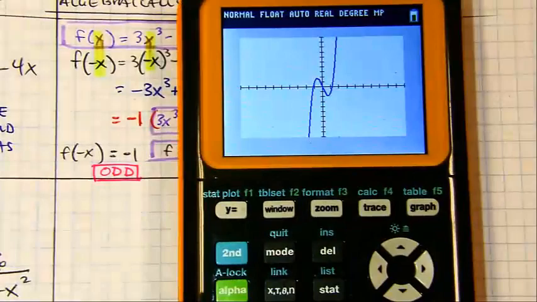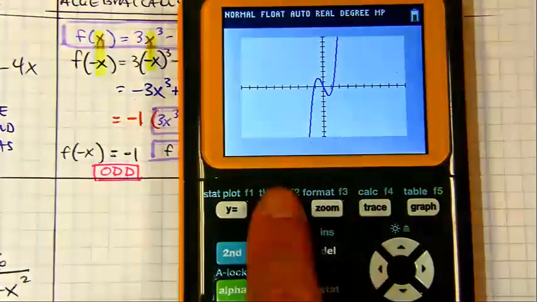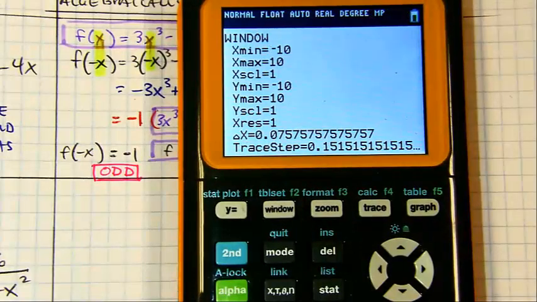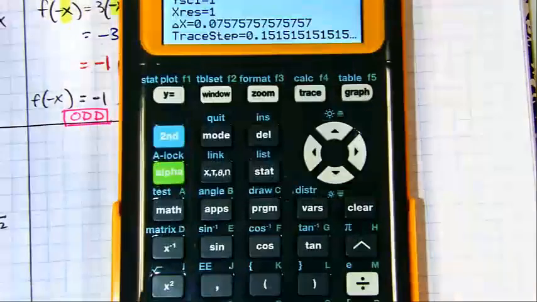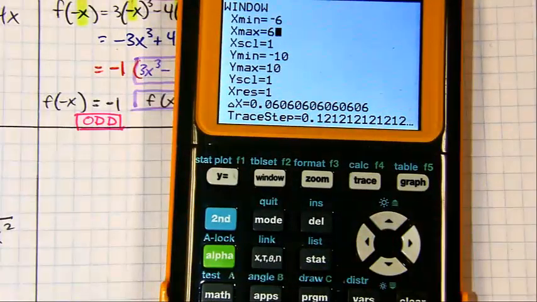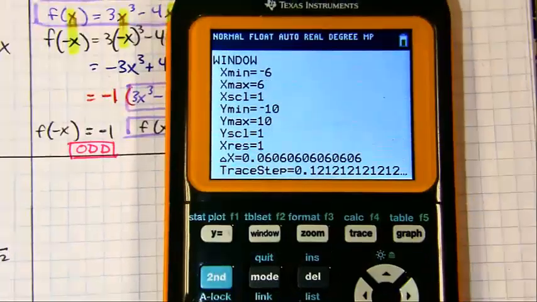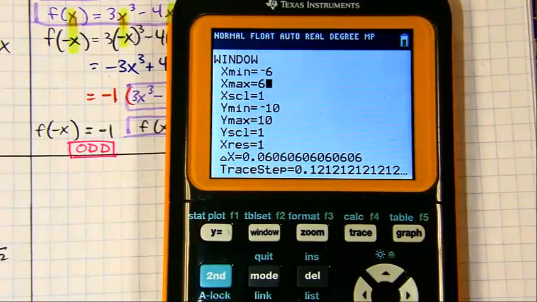So I want to trim up the graph a little bit from the sides. So I'm going to go window, and I'm going to think -6. So again, that's when I'm pressing the negative button down here. -6, x max 6. And you might be asking, how did I get those numbers? Again, you're trying to trim up the graph, so you need to think of the numbers.